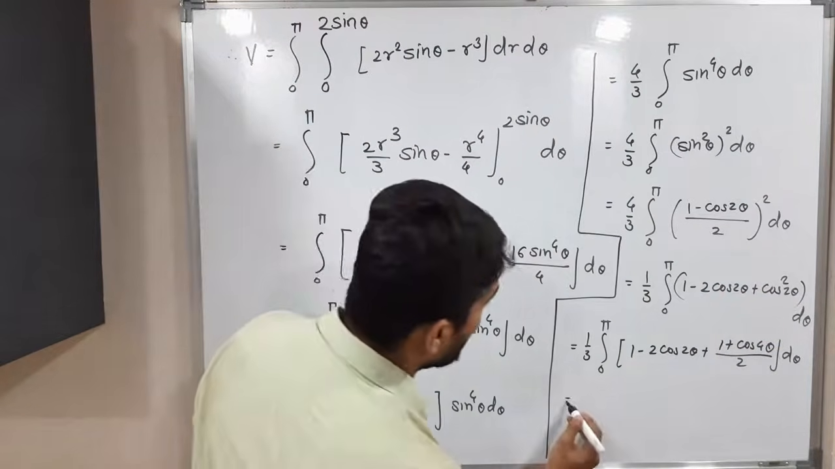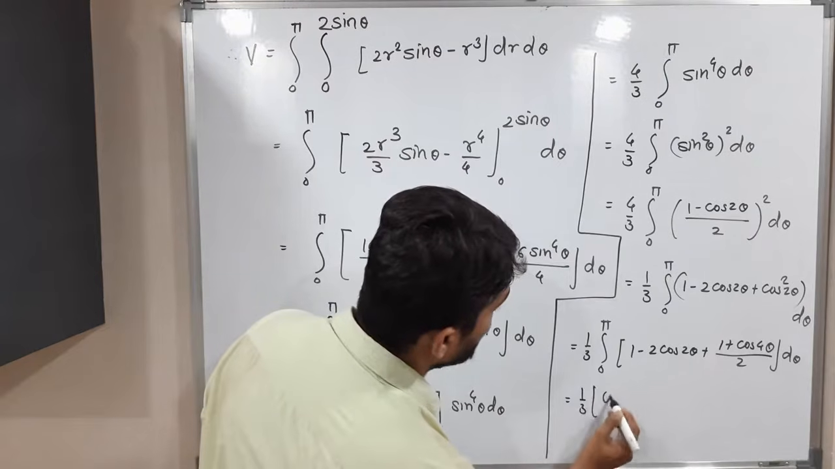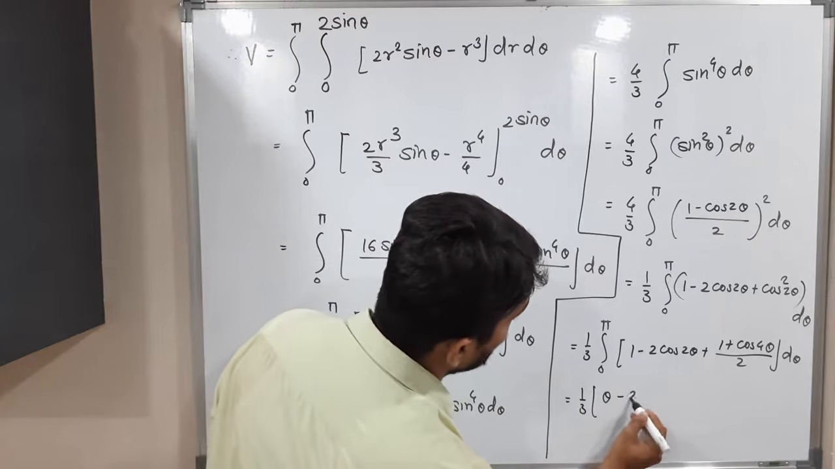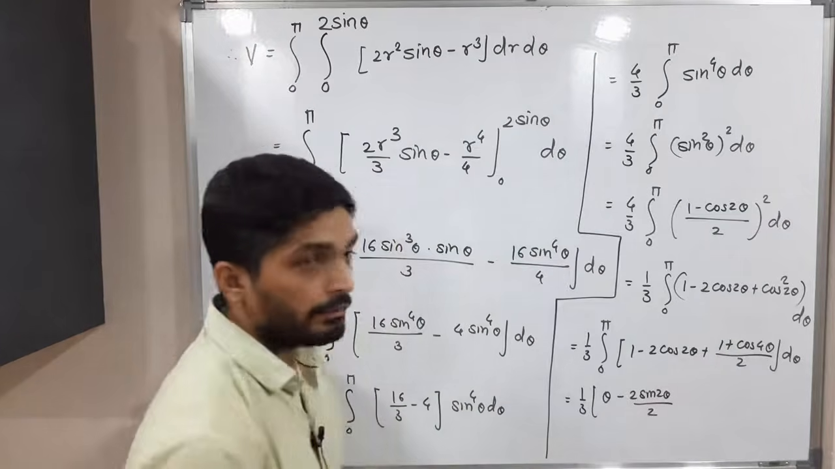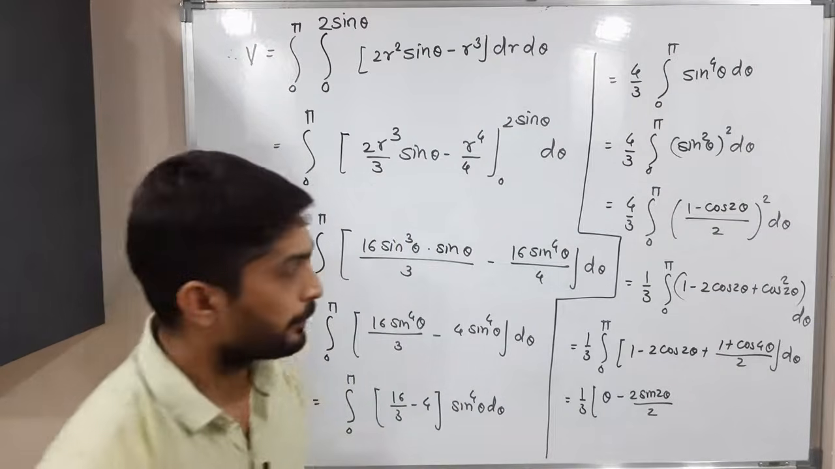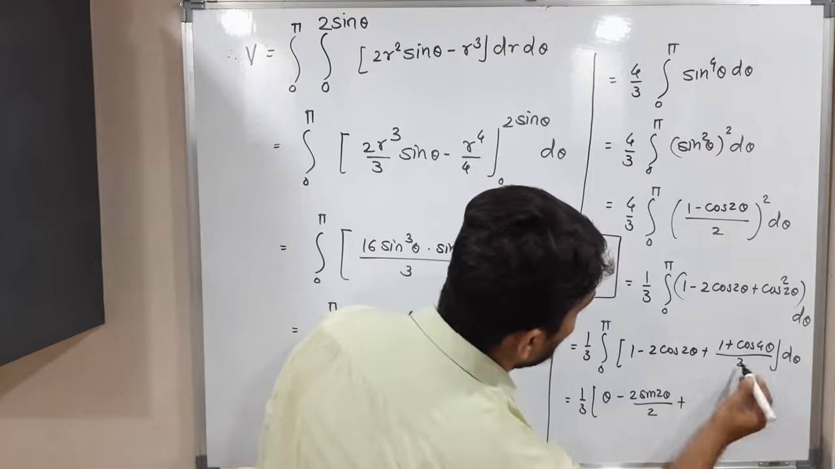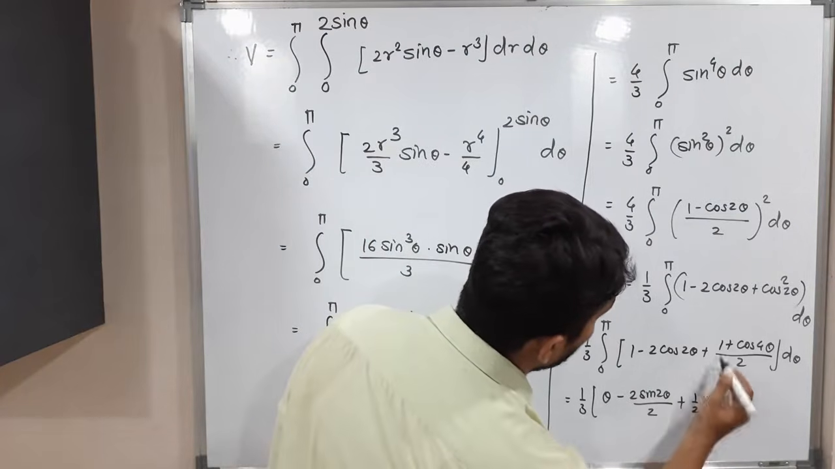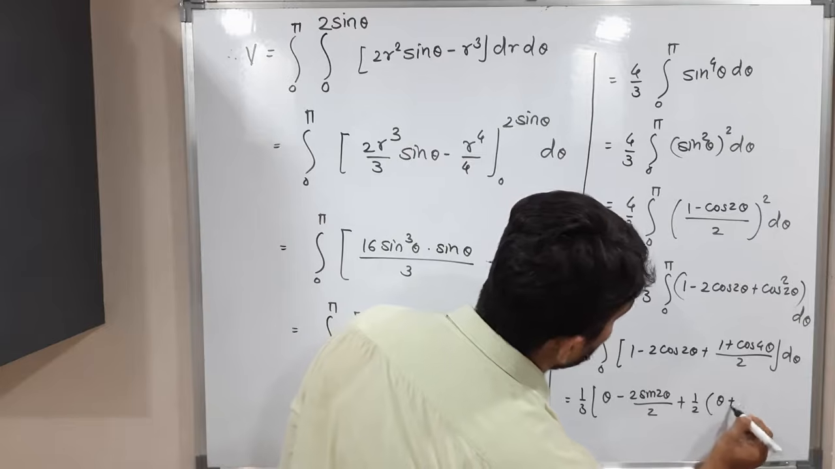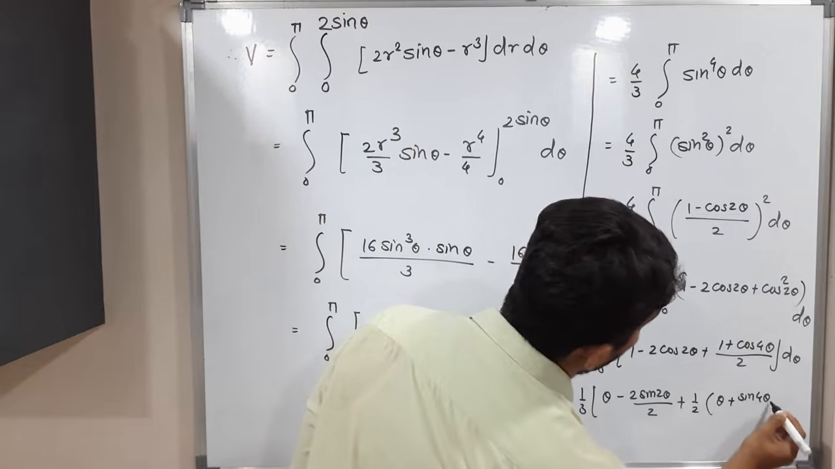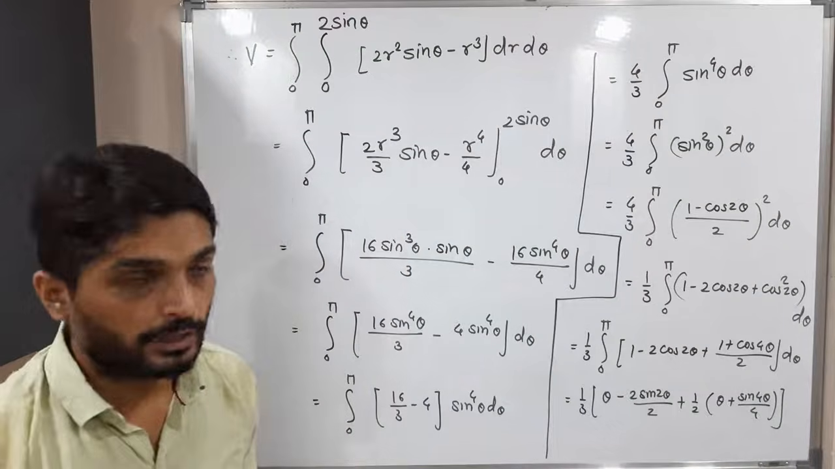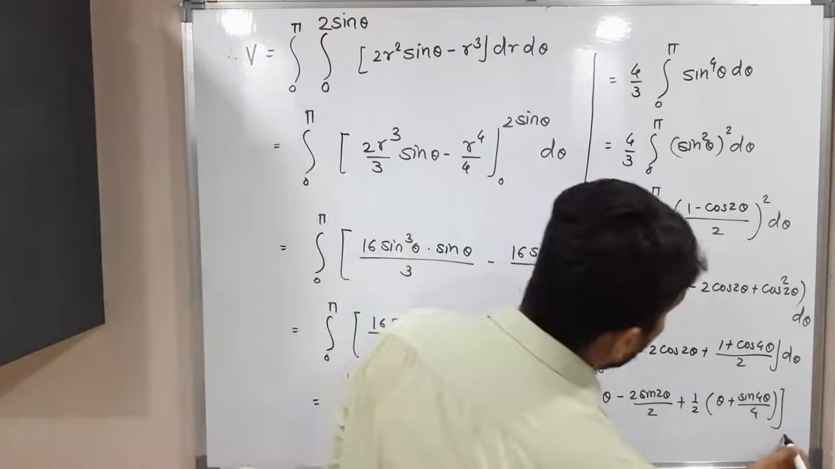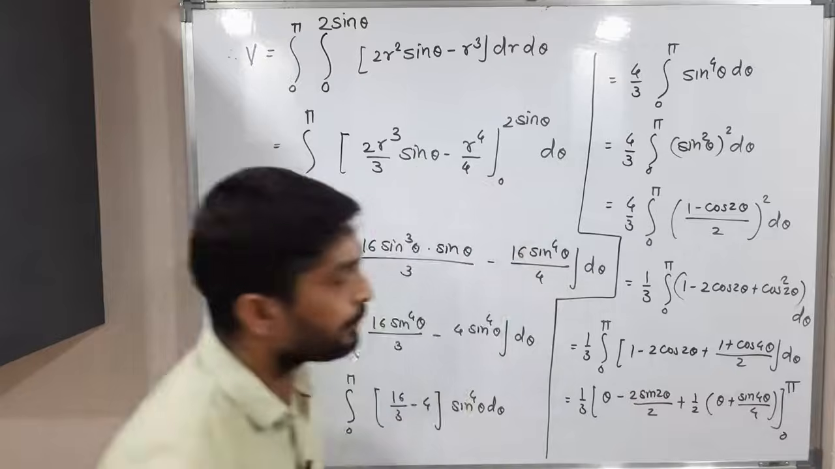So now we can integrate 1 by 3. Integration of 1 is theta. Integration of cos is sine, so 2 sine 2 theta divided by 2. Whatever the multiple of theta, we should write in denominator, right? Plus, see, this 1 by 2 is constant, you can write it outside. Integration of 1 is theta. Integration of cos is sine 4 theta upon 4. Again, same technique: whatever the multiple of theta, we should write in denominator. Having limit 0 to pi. So now simply we have to put upper limit and lower limit.